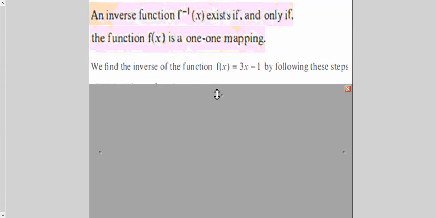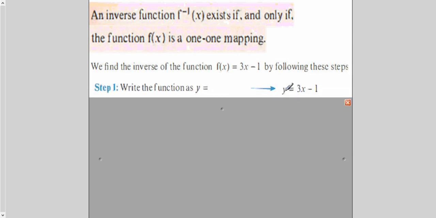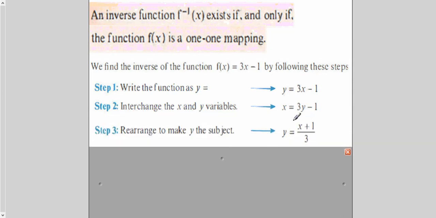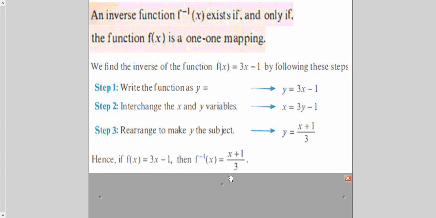So let's see the example here. For example, your function is 3x minus 1. First step, put it equal to y, so y equals 3x minus 1. The next step is to change y into x and x into y, so it will become this. The third step is you make y the subject in terms of x here. So what you have gotten is your inverse function. You can call this my inverse function.